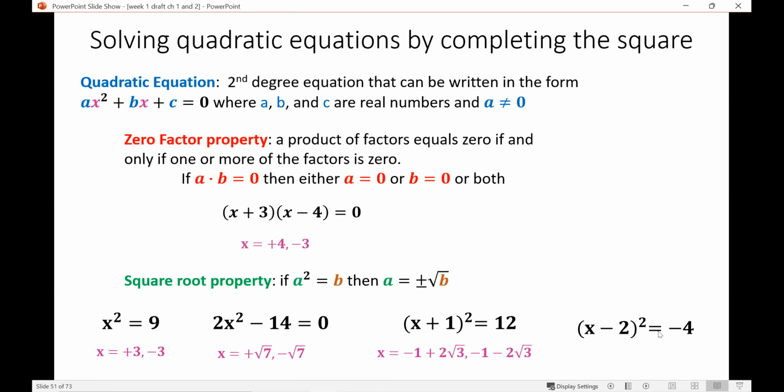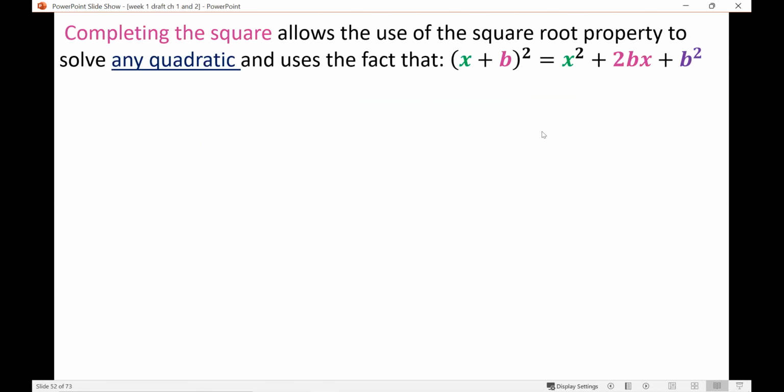Now, if we have to take the square root of a negative number, just remember you have to throw that i in there, okay? So sometimes we're going to solve quadratics using the zero factor property, and sometimes we're going to solve quadratics using the square root property. If we want to use the square root property, sometimes we will have to do what's called completing the square.